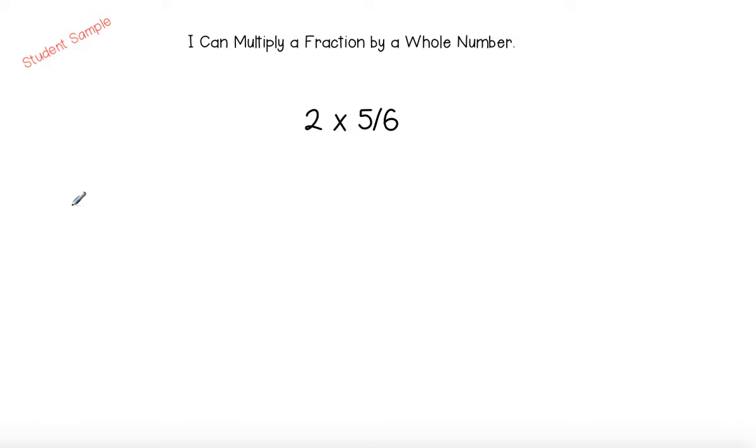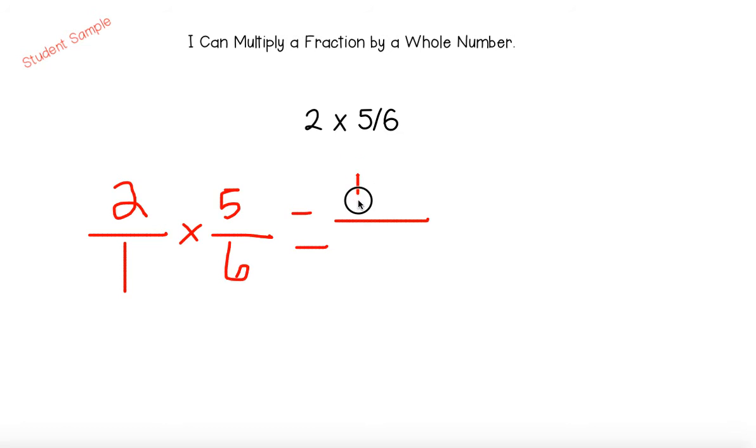So I am going to choose option 2 for this. If you chose a different option, that's okay. You'll still get the same answer, hopefully. So option 2 is renaming my whole number as a fraction. So my whole number is 2, and I'm going to write it over 1 so that I turn it into a fraction, and then I'm going to multiply it by my fraction of 5/6. Then I multiply across. 5 times 2 gives me 10. 6 times 1 gives me 6.